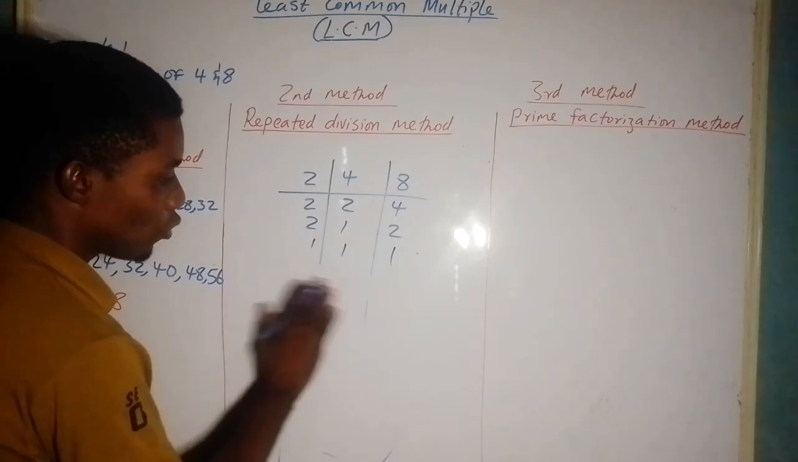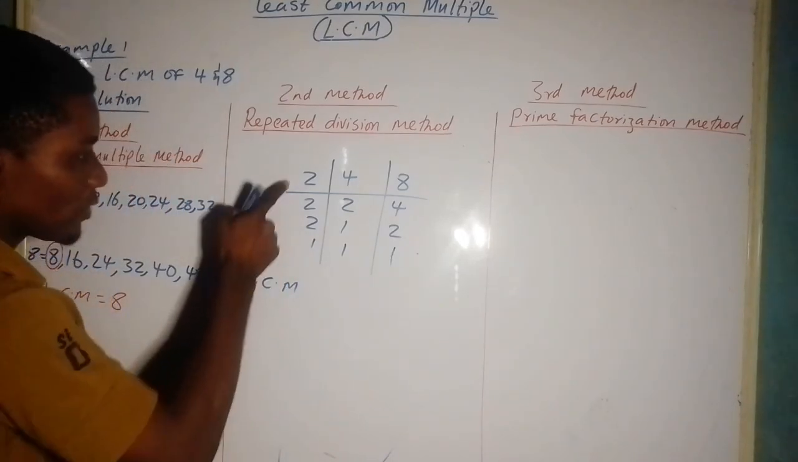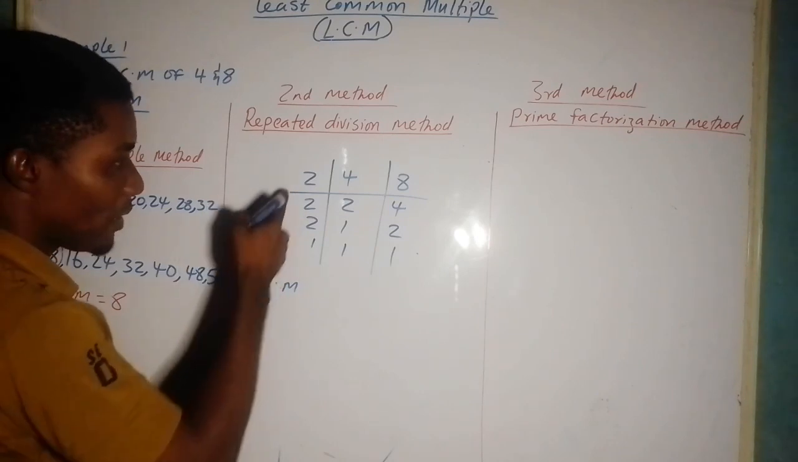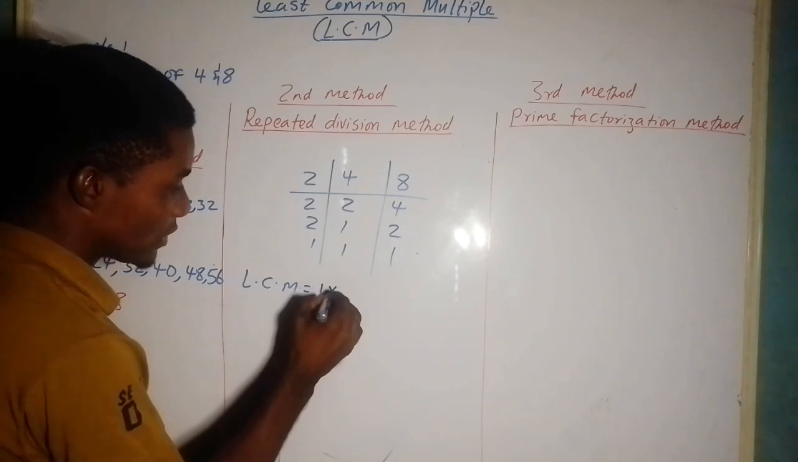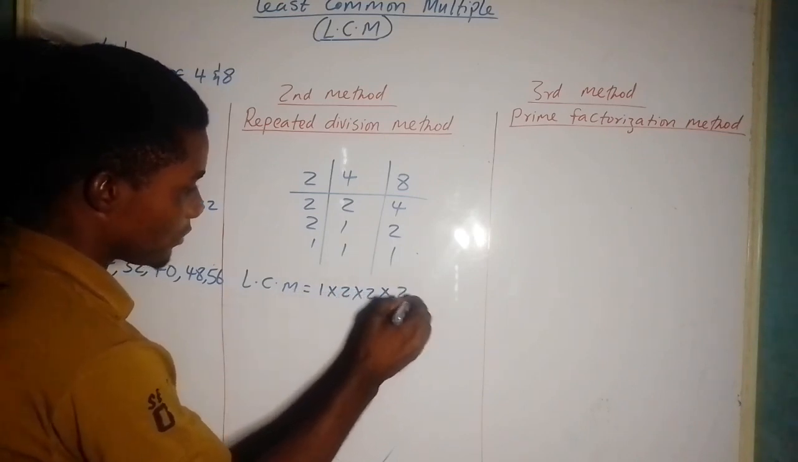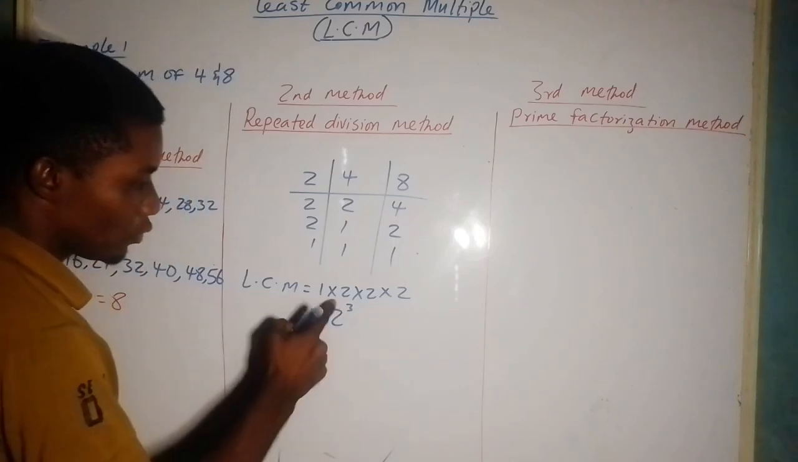1, 1. So, for our LCM here, we list out the factors. We have here the numbers that divide the two numbers without any remainder. We list them out. We have 1 times 2 times 2 times 2. In other words, you can say 2 raised to power 3. Now 2 times 2 is 4.